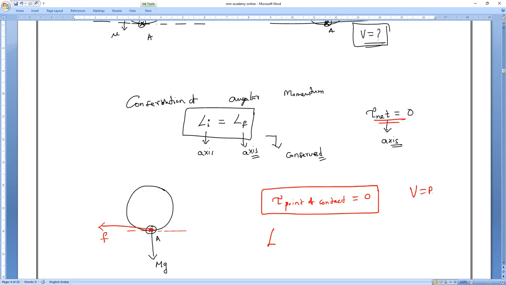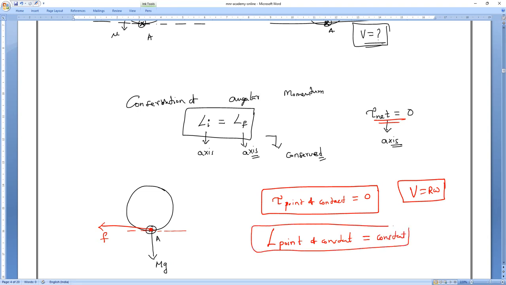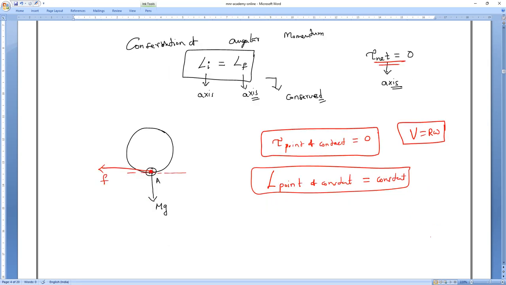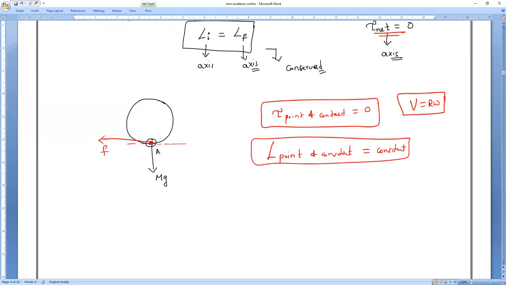As we know, the velocity of this contacting point is V equals R omega; then only it is called pure rolling. So the angular momentum about that point of contact always remains constant. Please remember, the angular momentum of a point of contact always remains constant. About this point only, we are going to write the conservation of angular momentum: initial angular momentum about point A equals final angular momentum about point A. Angular momentum remains conserved.